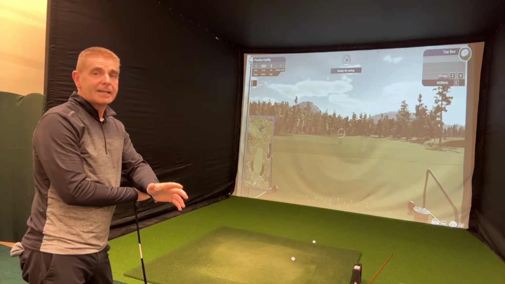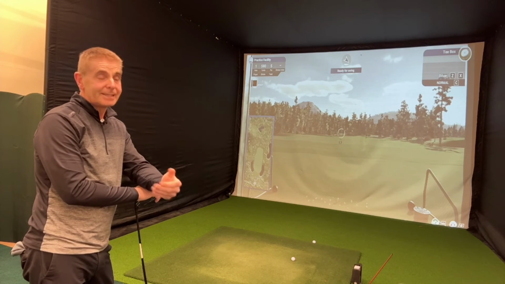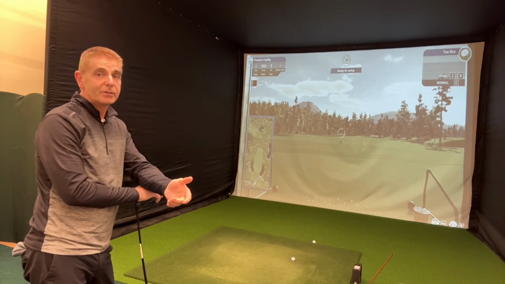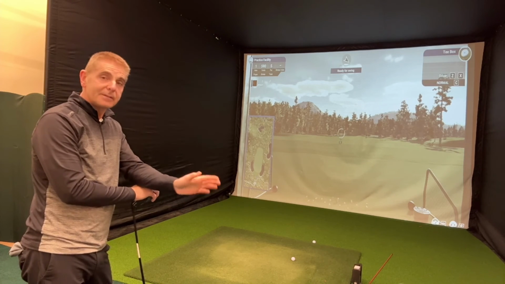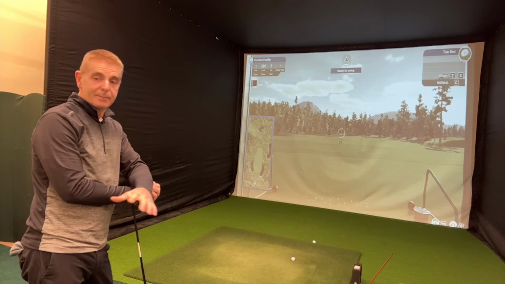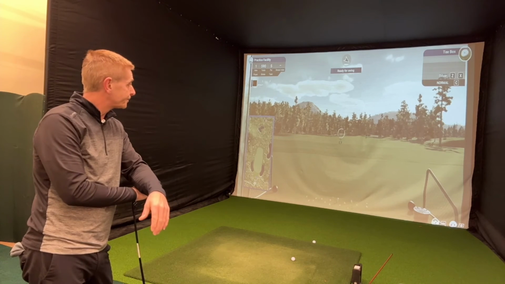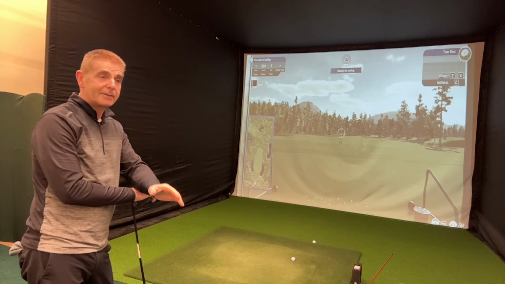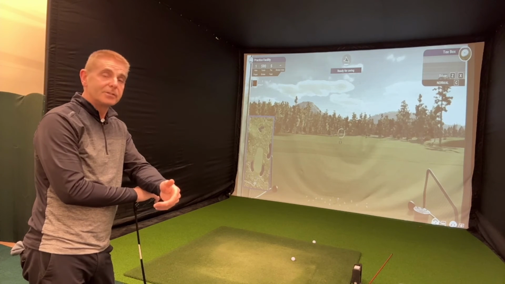So understanding loft and how you're trying to deliver loft into a golf ball is one of the crucial things you need to understand. It's where the simulator can help you. It's where my FlightScope can help you even more, because if you don't know those characteristics, you won't be able to change your swing.